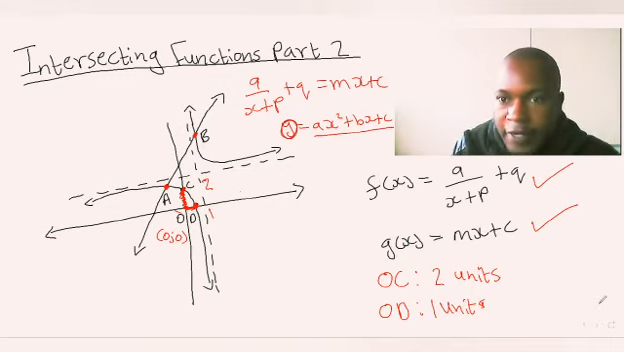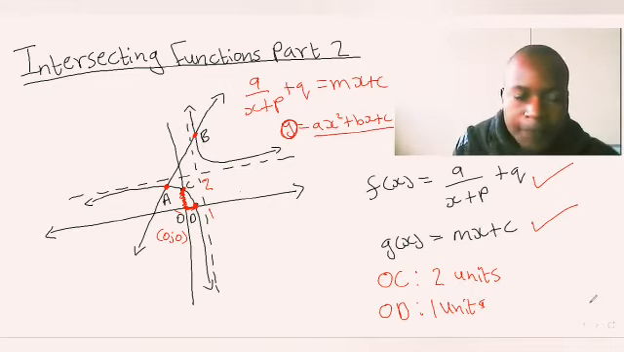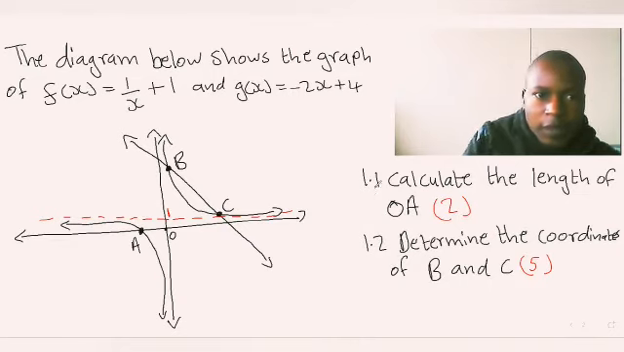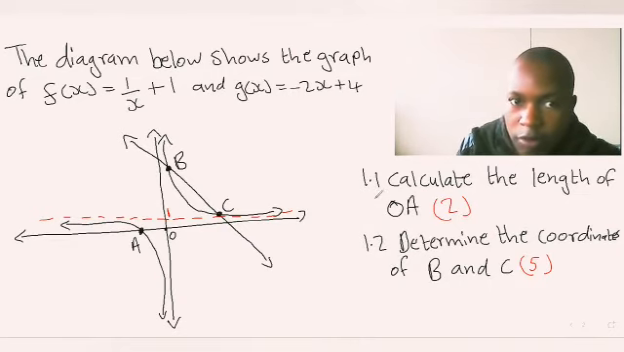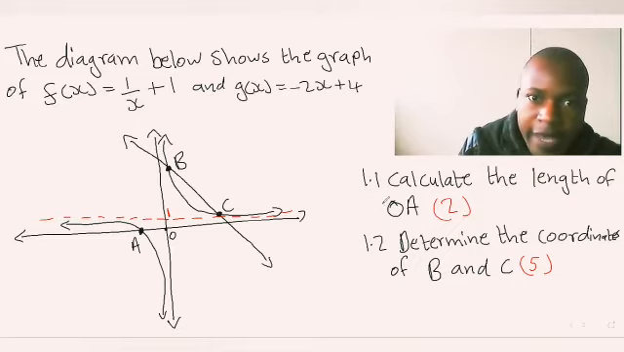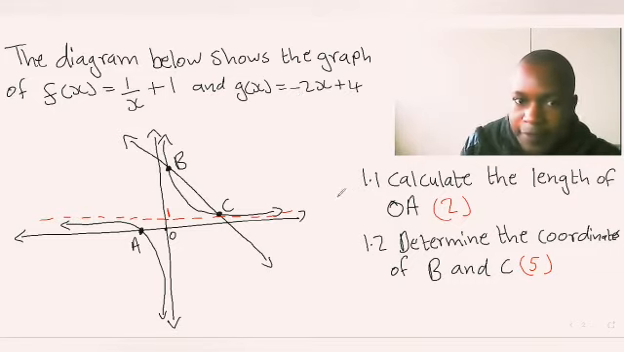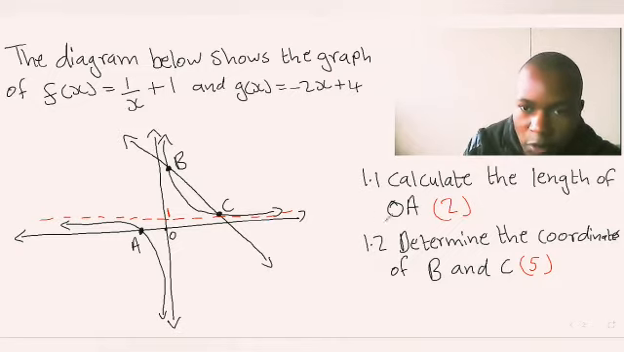I'm going to just flip on over to the next page so that we are able to get through the example. The diagram below shows the graph of f(x), that in itself is the hyperbola, and g(x), which would just be linear. That in itself is the graph over there.